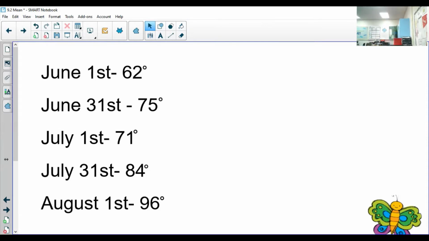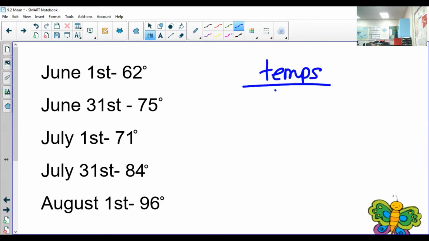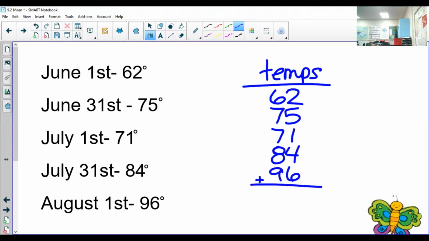The first thing we want to do is take the data. What were the temperatures? My first temp is 62 degrees. The next one is 75, 71, 84, and 96. Once you have all of your pieces of data, you just have to add them up. If you want to do it on paper, in your head, however you want, I'm going to add these up, and all of those numbers added together is 388.